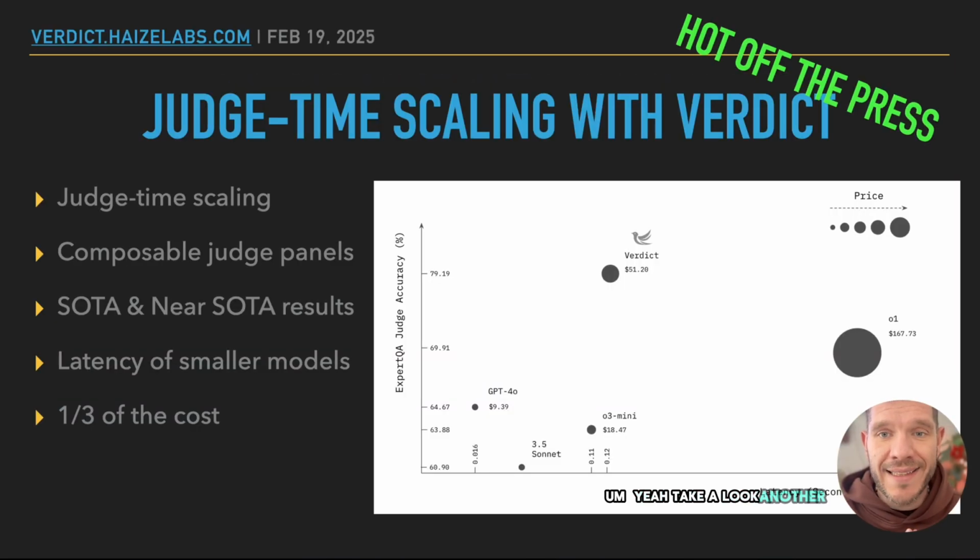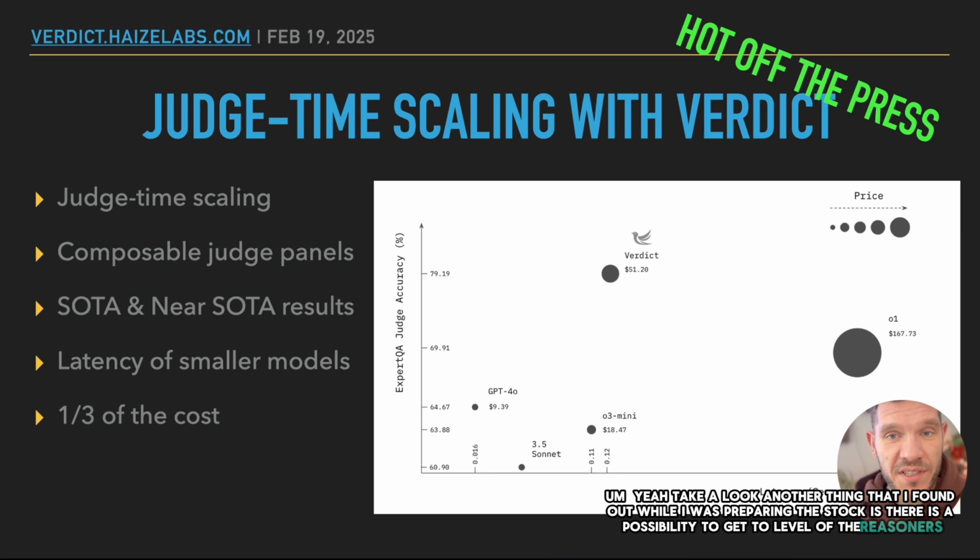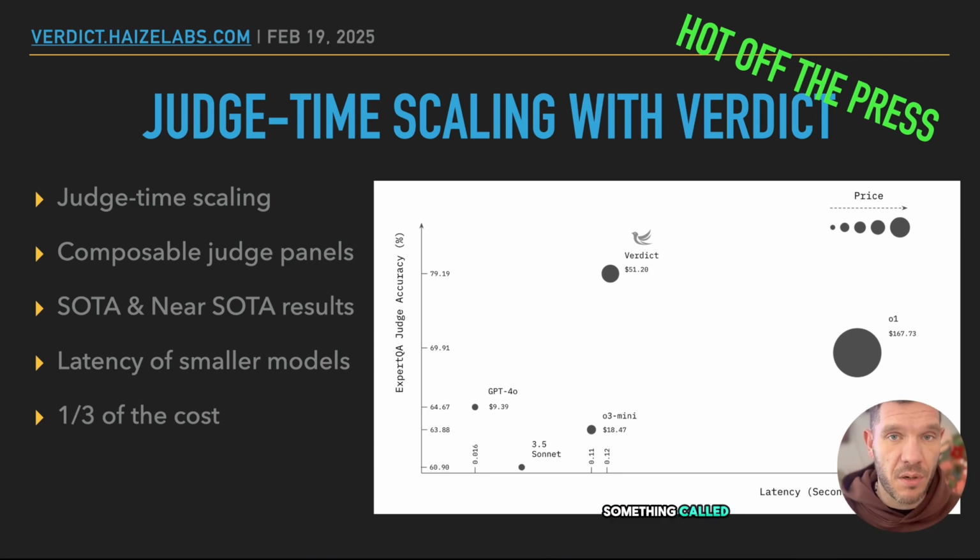Another thing that I found out while I was preparing this talk is there is a possibility to get to the level of the reasoners without using reasoners, something called Verdict from the great folks at Haize Labs. They introduced an LLM as a judge framework, and they introduced something called judge time scaling. So unlike test time scaling or test time compute, they are offering a library. They're getting state-of-the-art or near SOTA results on these expert QA judge tasks.